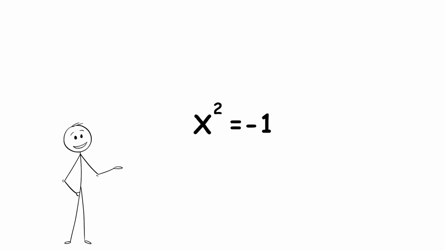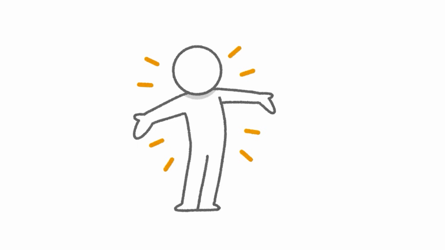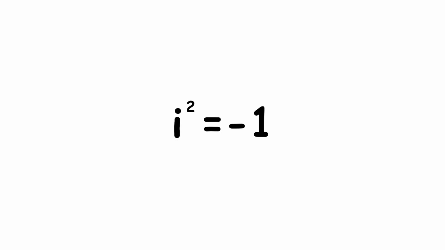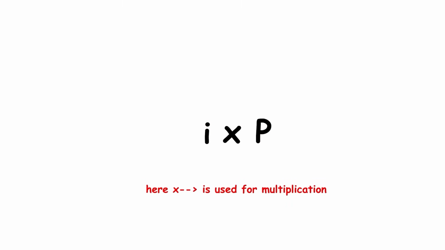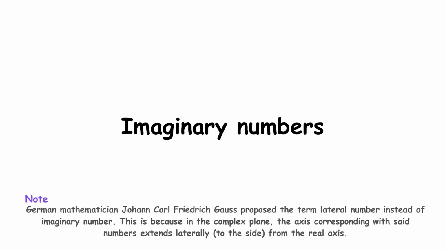To solve this, there is one last set to discuss, complex numbers. Consider the equation x squared equals negative 1. In the real numbers, there is no solution for x. You cannot multiply a real number by itself to get a negative number. However, just like before, we can solve this by inventing a new number system. In this case, we will define a new number i, using the equality i squared equals negative 1. This is called the imaginary unit, and by multiplying it with any real number, we get a new system of numbers called the imaginary numbers.